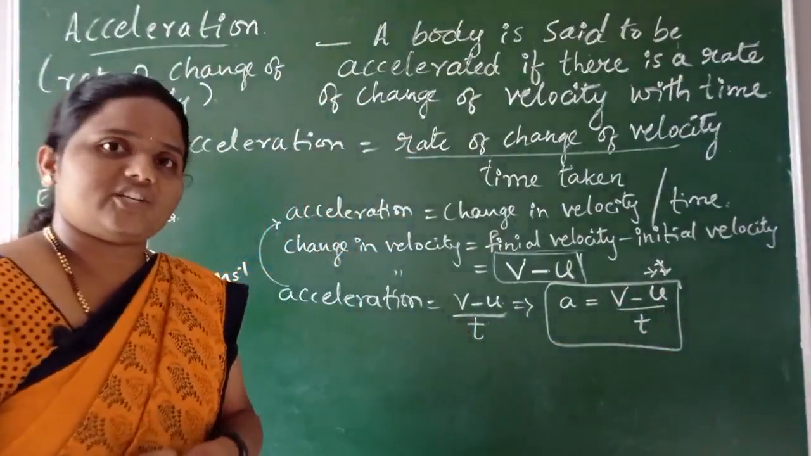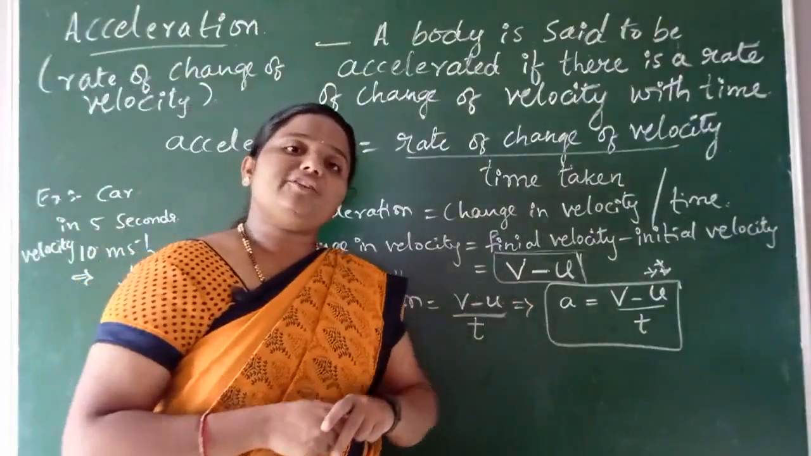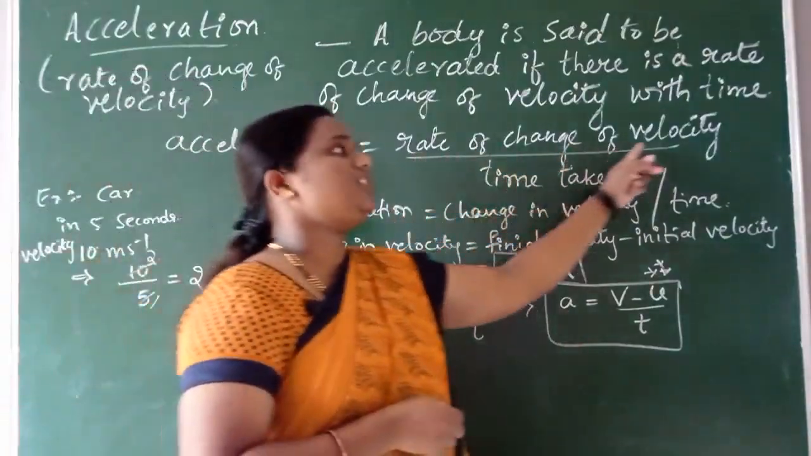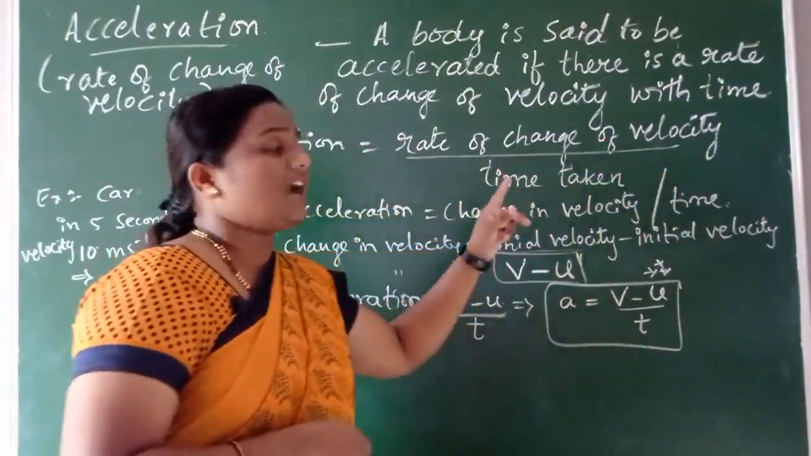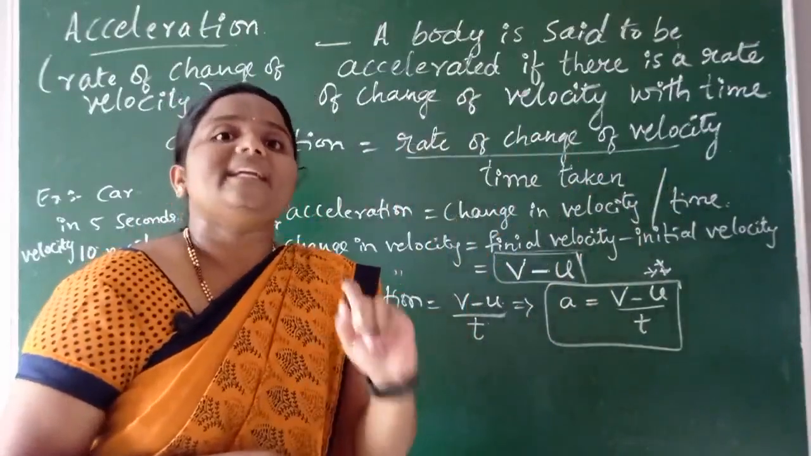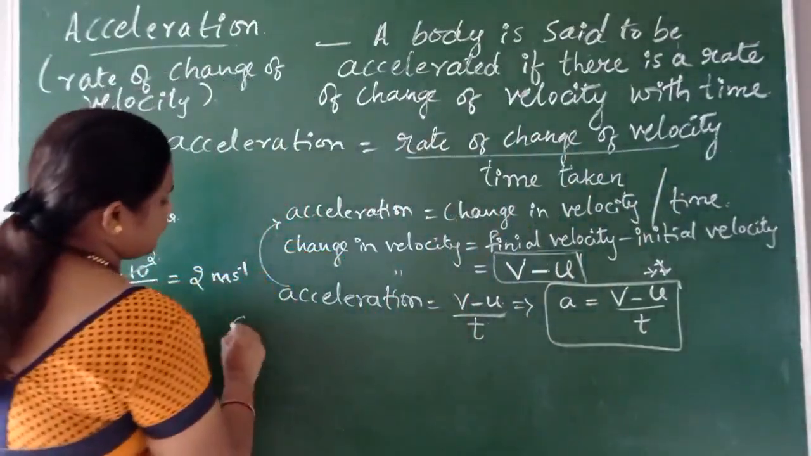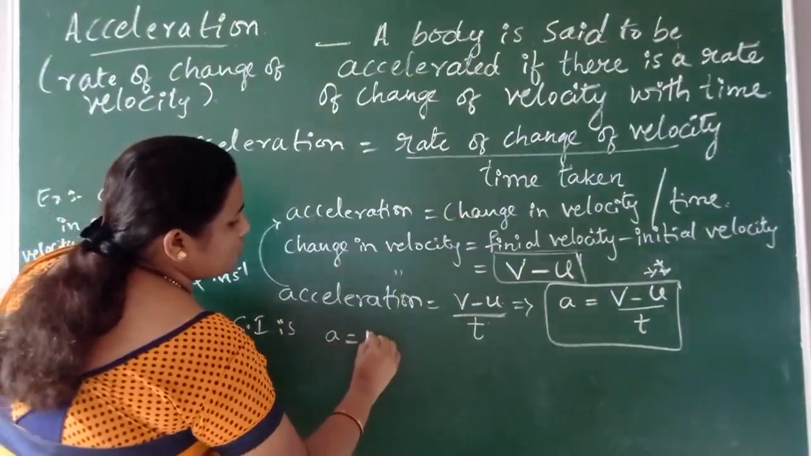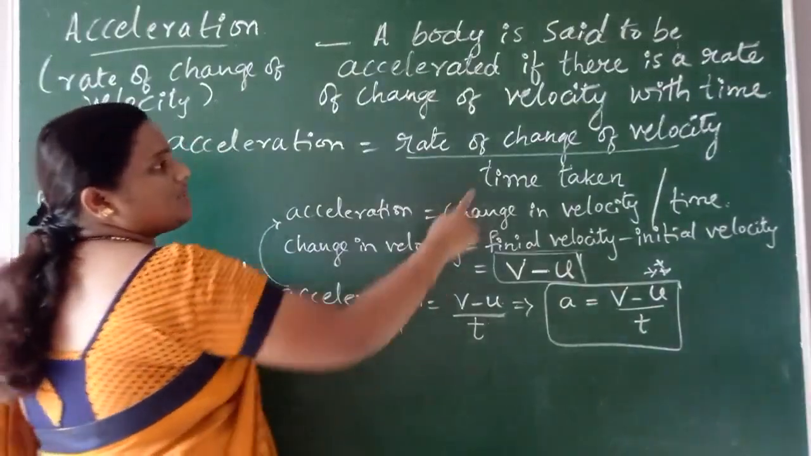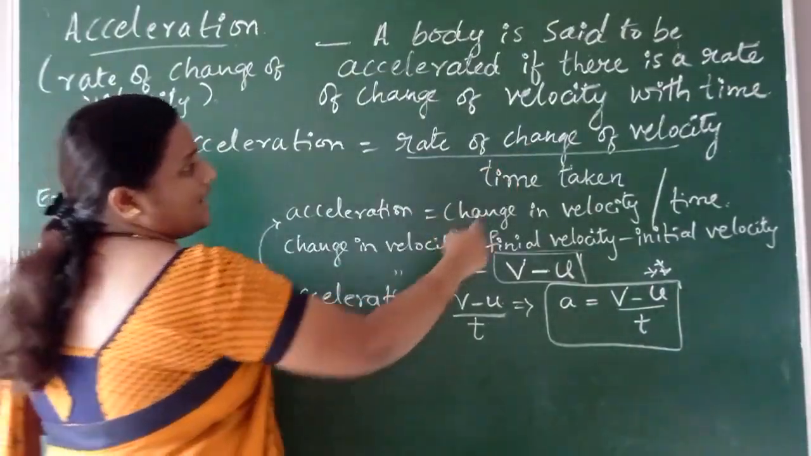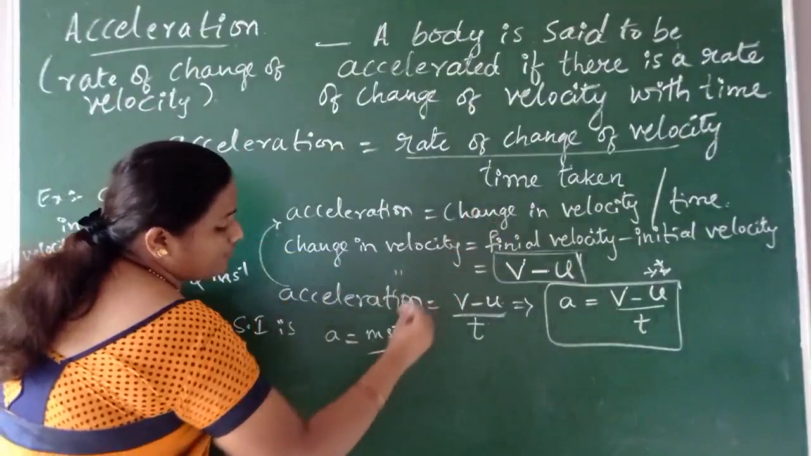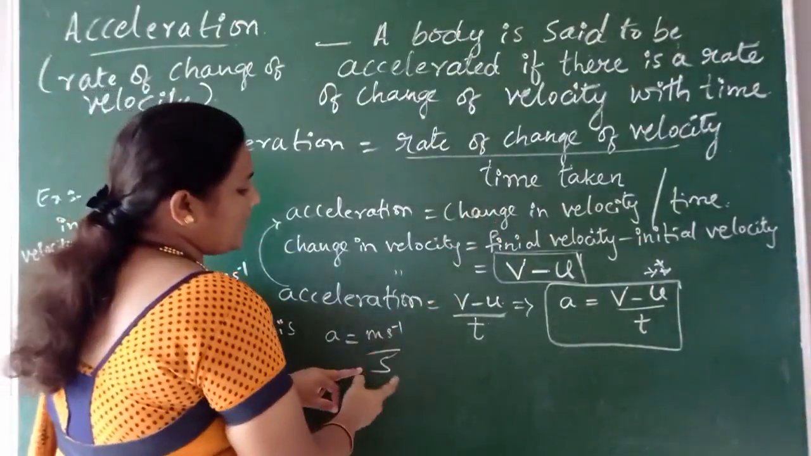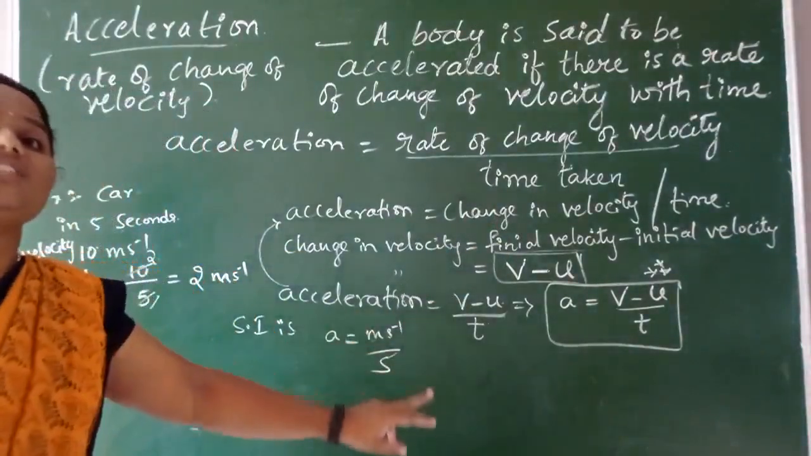Then what is the SI unit of this acceleration? We know that acceleration is nothing but a change in velocity. We already learned that the velocity unit is meter per second. So the SI unit of acceleration comes from the velocity unit divided by time. What is the unit for time? That is always expressed in seconds. So meter per second, and if the second goes up, it becomes second square.